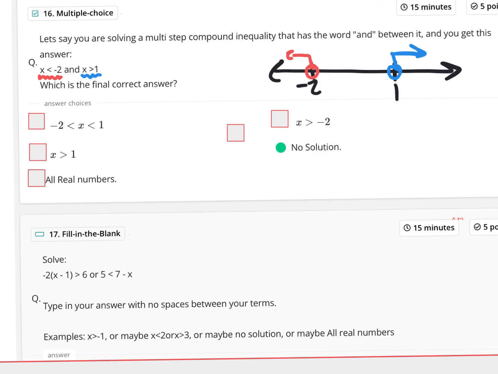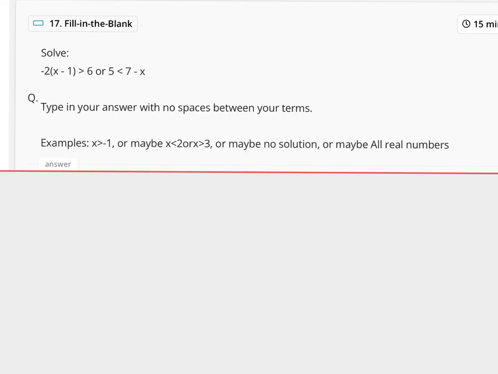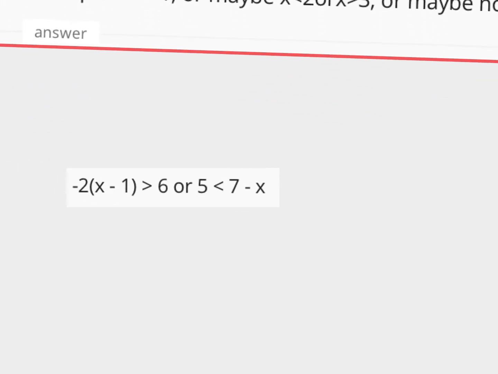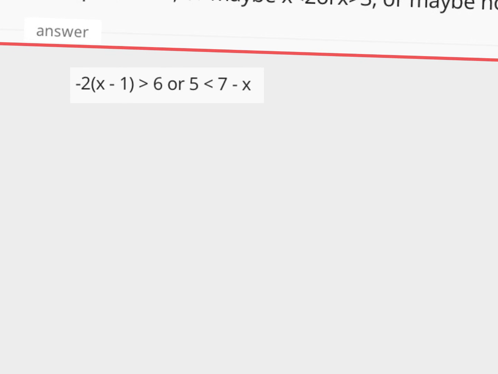Let's move on to this last one. I want us to solve this compound inequality. It's two inequalities with the word "or" between them. So we're going to solve both of them, and I am going to begin by copying it and pasting it over here. That way we can show our work.